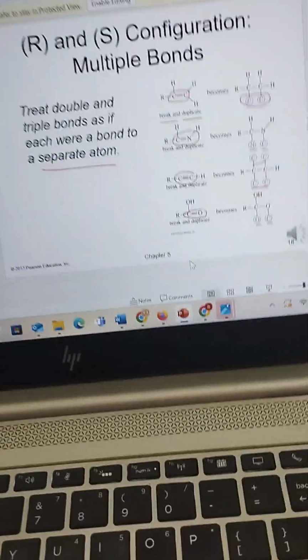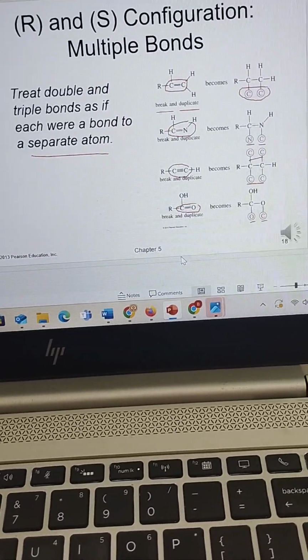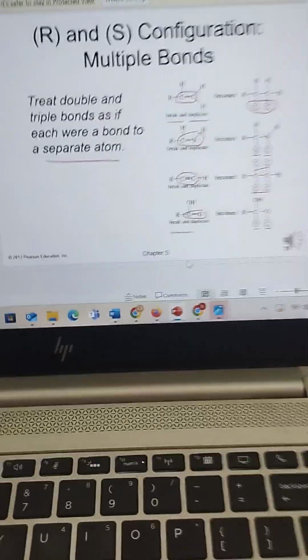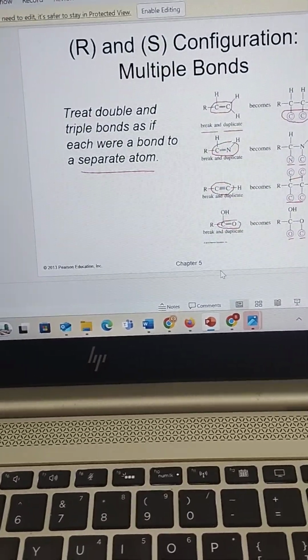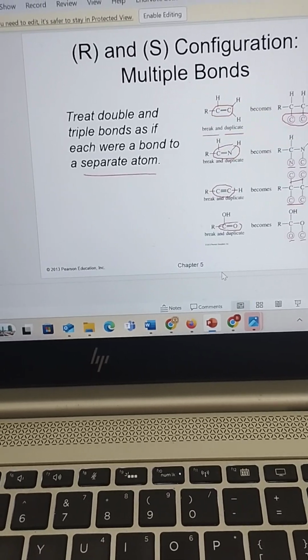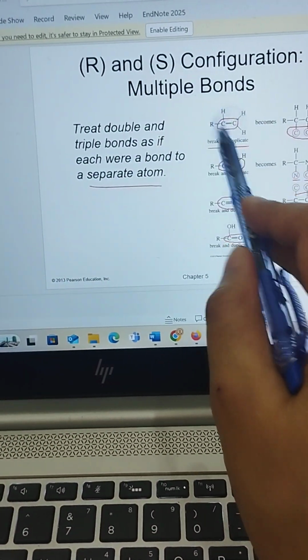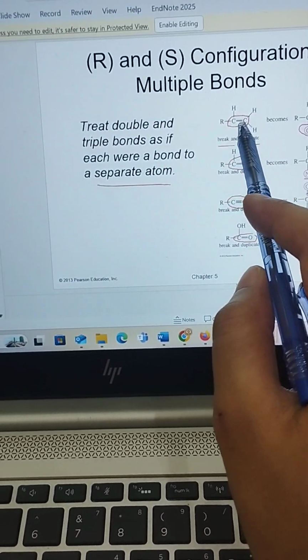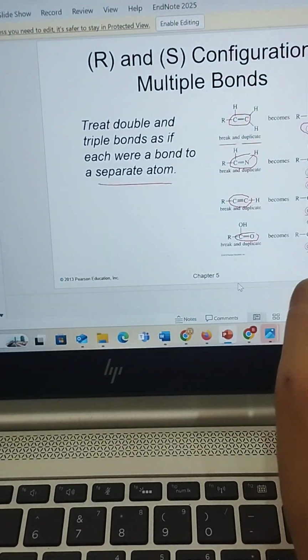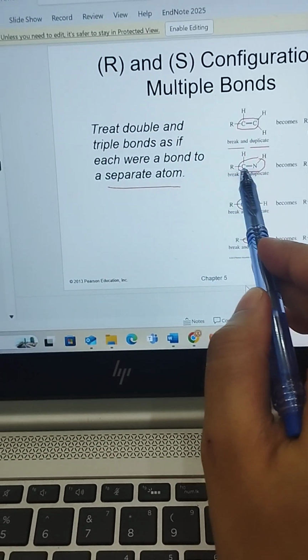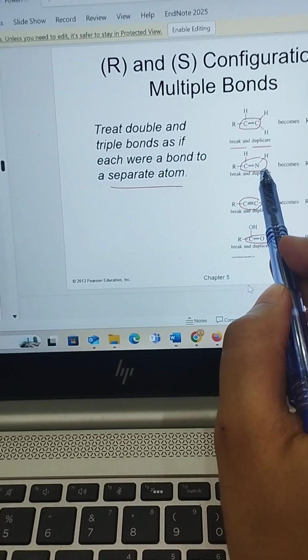So these are the examples of R and S configuration. Multiple bonds: we will treat double bonds and triple bonds as if each were a bond to a separate atom. Like this is the double bond, and we will consider that the double bond is attached to 2 further carbon atoms. So this is the double bond between carbon and nitrogen.